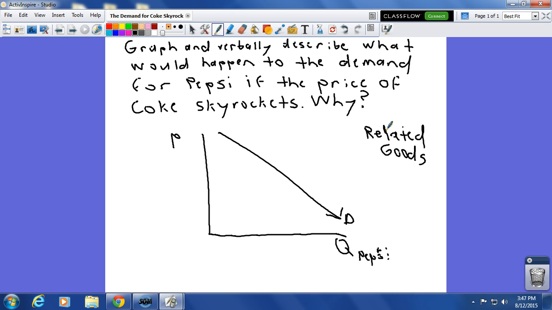So we're going to go ahead and draw our new demand curve. Remember, the demand curve is going to shift to the right because we have an increase in demand, and increases shift to the right. We go ahead and call that D1. We draw our arrow to show that rightward shift, and you have a complete problem and answer.